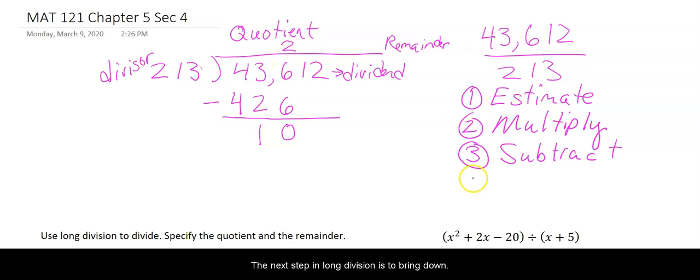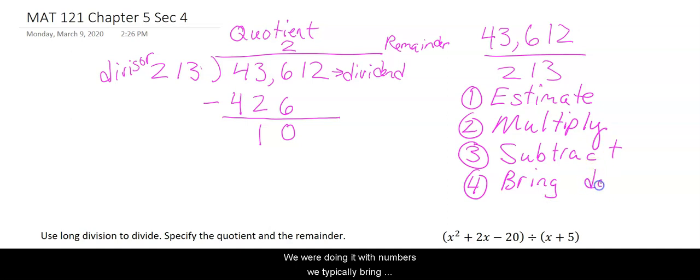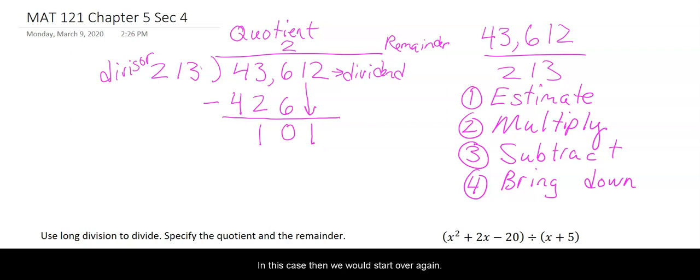The next step in long division is to bring down. When we're doing it with numbers, we typically bring down one number at a time. With polynomials, we often bring down everything each time, for the simple reason that we have a bad habit of not working in perfect columns, and sometimes our work kind of goes crooked across the page, and it's easier not to lose things if we bring it all down at once. By bring down, with numbers, I would bring down the next one. In this case, then we would start over again, and I would do my estimate.